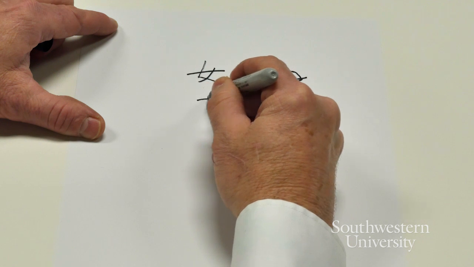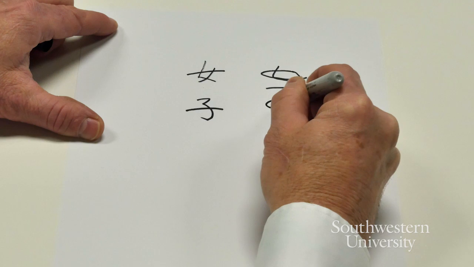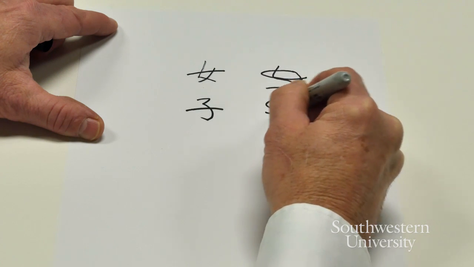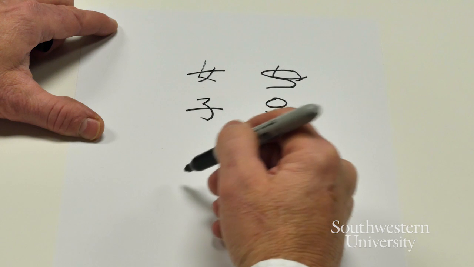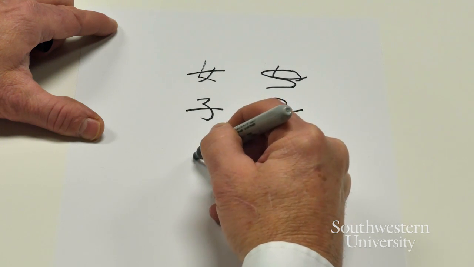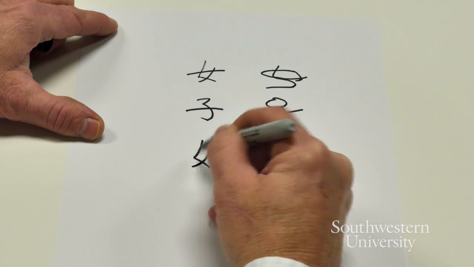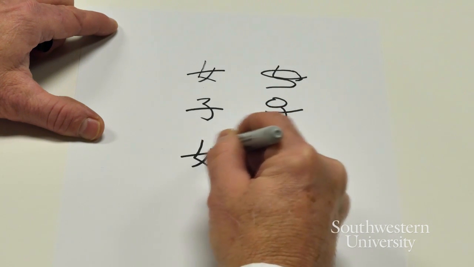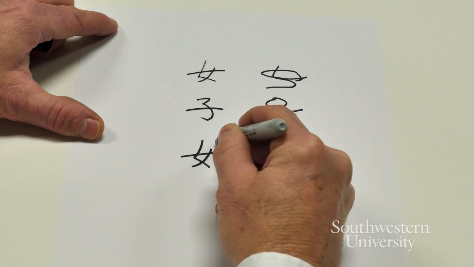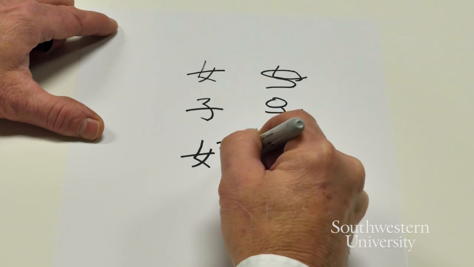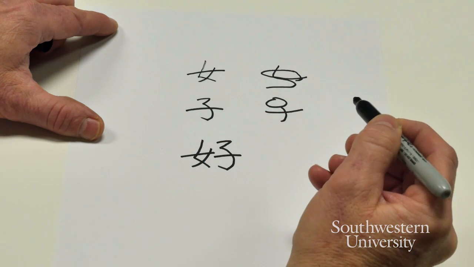The other component is zi, meaning child, and originally it was written to look something like this, a child. If you put the woman and a child together, it means good. So here's the stroke order. First you do the pie, ja, pie, hung. You want to make this side a little bit lopsided so it pulls everything together. And then this stroke goes together all at once, and then that stroke is last. Hao.